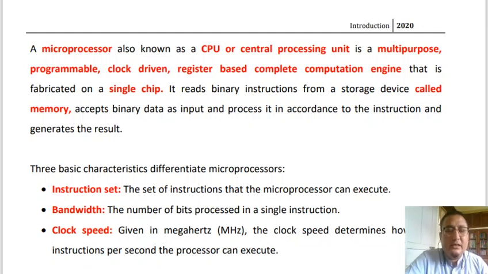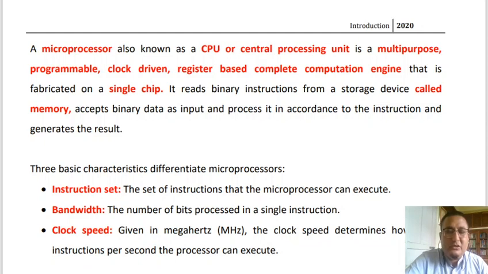So in today's class, we'll start with the fundamentals of the microprocessor. And to begin with, we'll try to understand what a microprocessor is. So a microprocessor, which is also known as CPU or central processing unit, is a multi-purpose, programmable, clock-driven, register-based computational engine that is fabricated on a single chip.